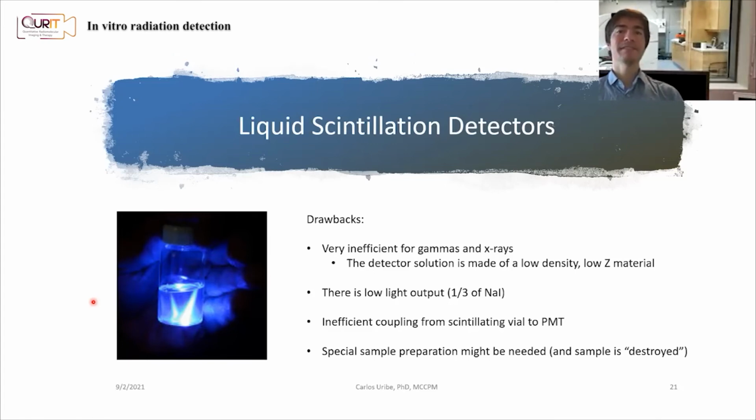And preparing the sample might sometimes need some special preparation, and the sample is destroyed. So once you mix this radioactivity with this scintillator, it's not very easy to open. You basically won't be able to extract just the sample that you put into that solution.